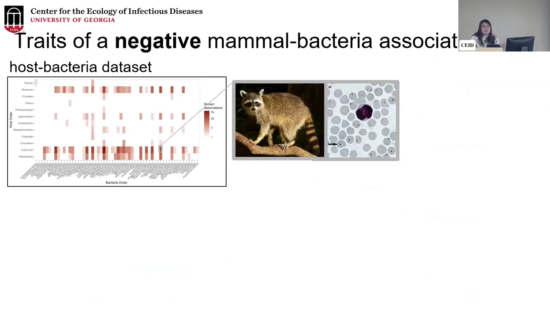Similarly, we can do all the same traits for all these negative associations. I didn't put it here, but I think it's a sheep mycobacterium that's very specific to sheep, and raccoons are not infected. But we can still calculate the traits and understand the traits of a positive association as well as a negative association.